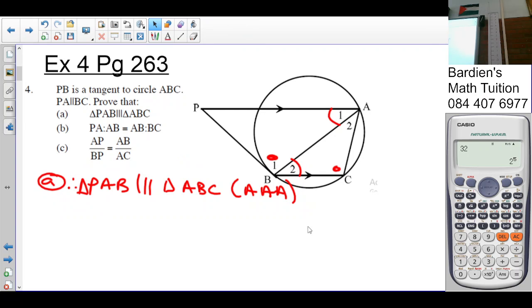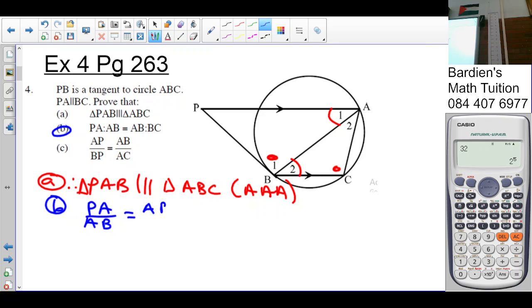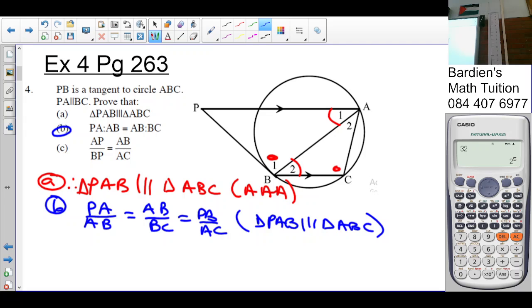Right. Now let's look at B. Definitely a distance question following a similarity question. So we can say that PA over AB is equal to AB over BC equals PB over AC. Why? Because triangle PAB is similar to triangle ABC. All sides are in proportion.